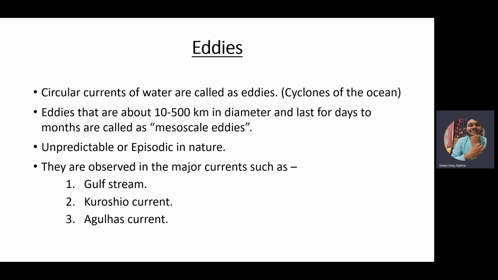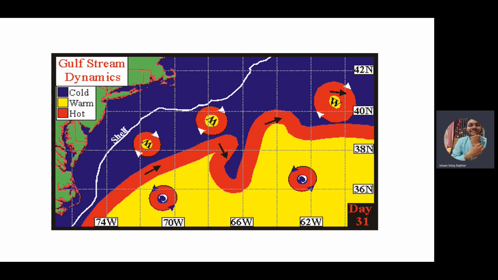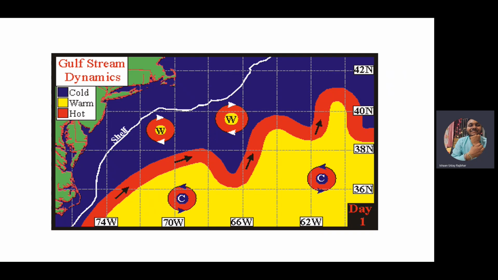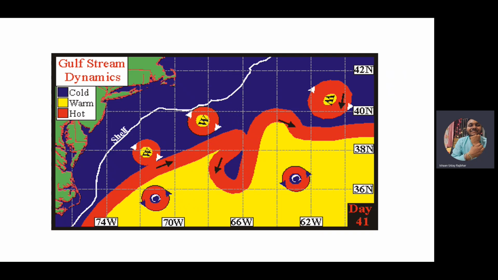In a few of the world-famous currents, such as the Gulf Stream, the Kuroshio current, and the Agulhas current, we can see these eddies. Now this is just a GIF that is showing the different eddies, and as you can see in the diagram, the rotational motions are the different eddies that are formed.